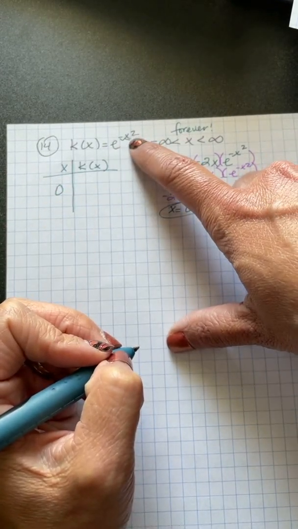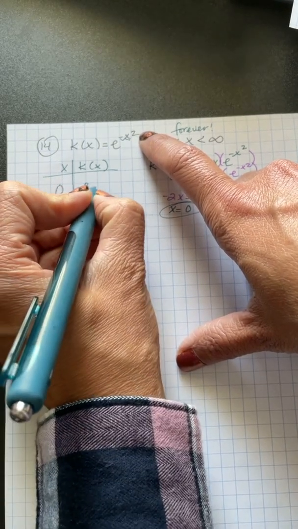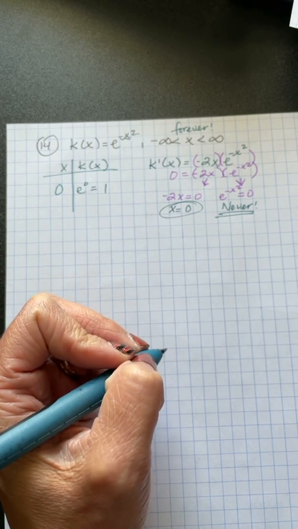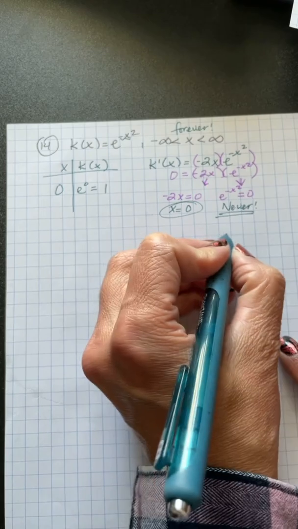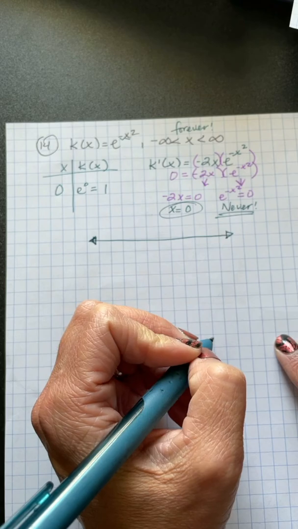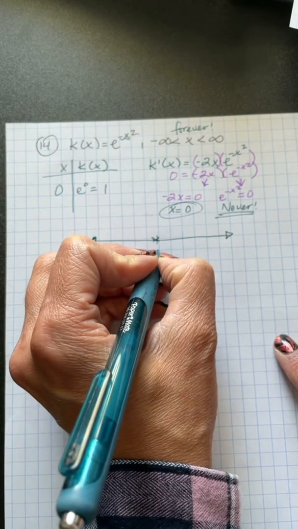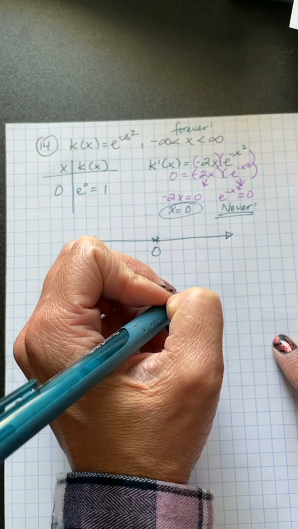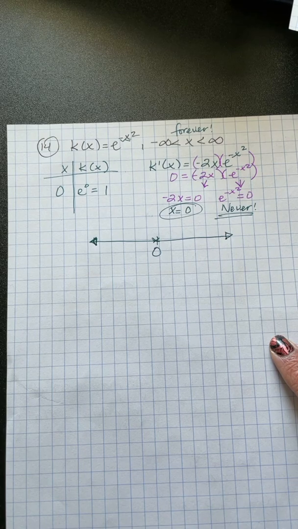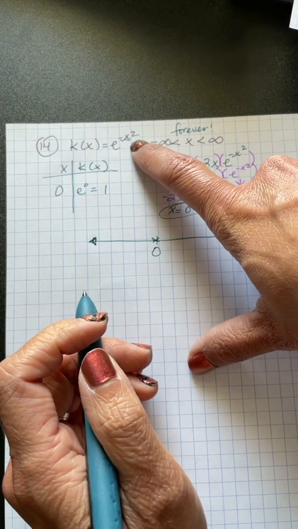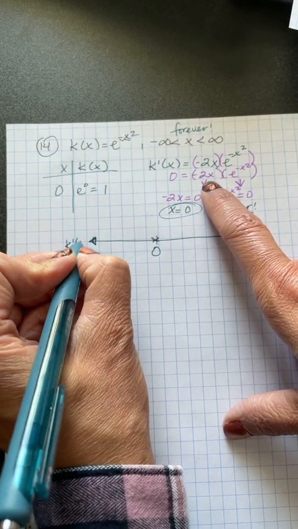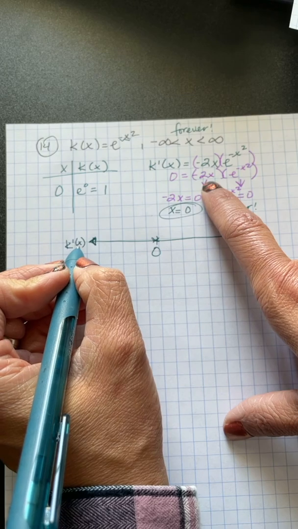So e to the negative 0 squared is just e to the 0, but anything to the 0 power is 1. But we don't know if this is a maximum or a minimum. So this is where we're going to need to do a sign chart or number line, because we don't know. We could also graph it and look at it too. So let's pick a number less than 0, such as negative 1. Oh, sorry, it has to go into the derivative. We're talking about the slopes. So that's going to tell us max or min.